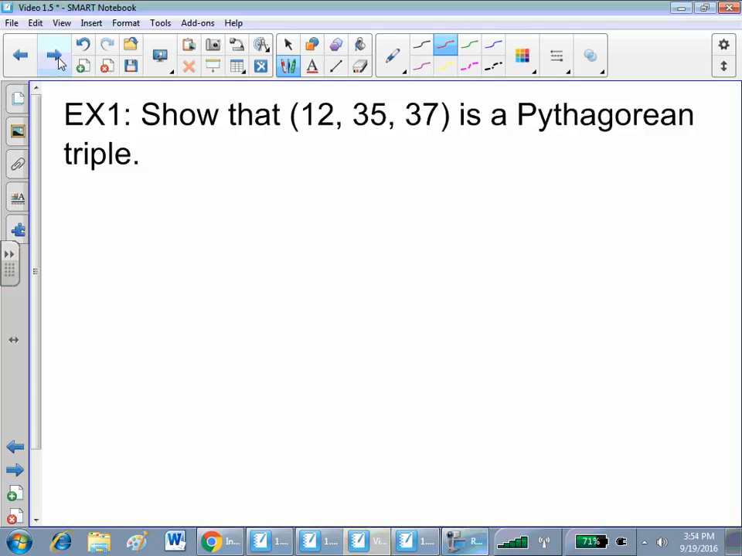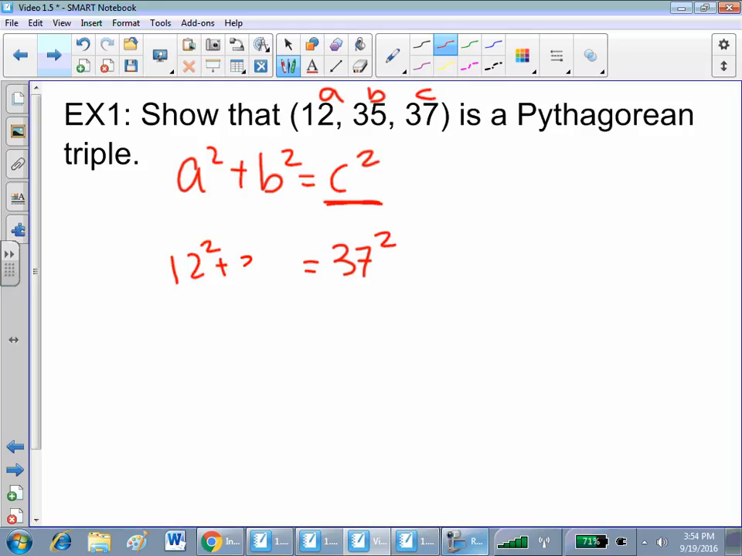Example 1 says, show that 12, 35, 37 is a Pythagorean triple. Okay, well, we can use a squared plus b squared equals c squared, and if it fits this rule, then it's a Pythagorean triple. One thing to think about, like we said, is that this number over here has to be the largest number, so that means 37 is going to go over there. So this is 37 squared. For a and b, it doesn't matter which one I write first or second, or which one I call a and which one I call b. So 12 squared plus 35 squared. So we are seeing if both those sides are equal to each other.